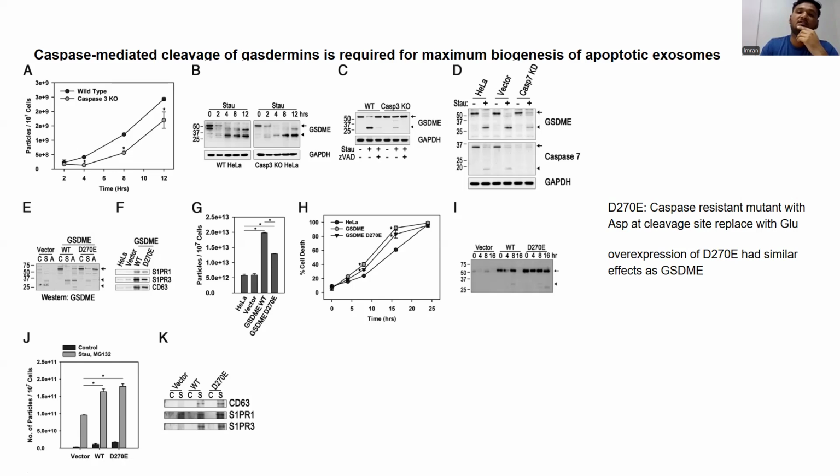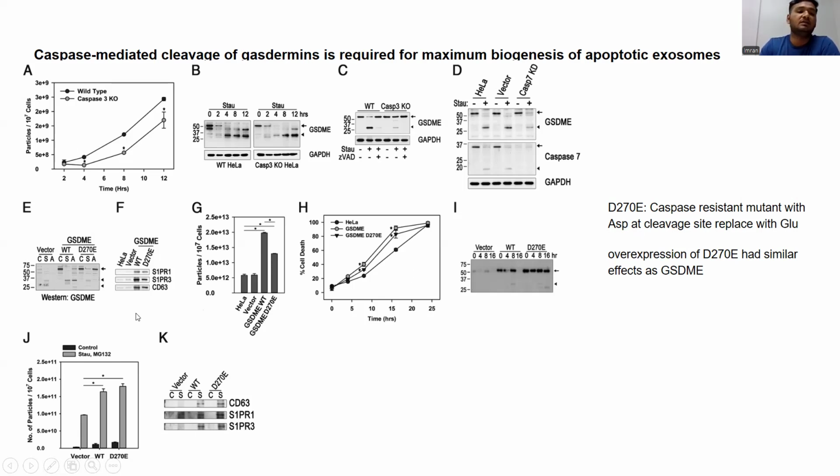Due to the functional similarity between caspase-3 and caspase-7, caspase-7 knockdown cells were assessed for the expression of cleaved Gasdermin E, and the cleavage of Gasdermin E was reduced in the caspase-7 knockdown cells, showing that caspase-7 is also cleaving Gasdermin E. And then the caspase-resistant mutant of Gasdermin E, known as D270E, where at the cleavage site, aspartate was replaced with glutamate.